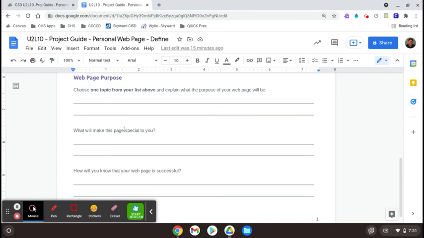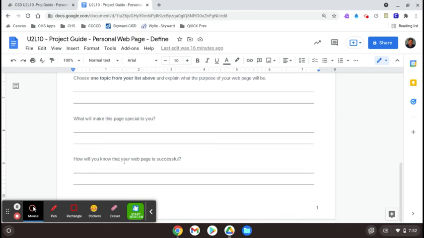What will make this page special to you? In other words, why does the page stand out to you? So it's basically, in a nutshell, to express yourself and your own goals. It has to be significant to you. None of it is important otherwise. So you have to think about how it's going to represent you.